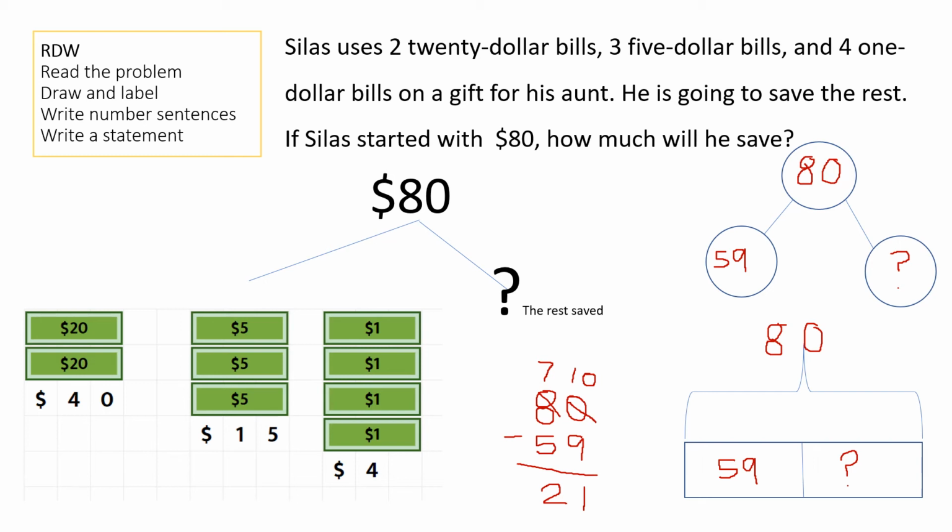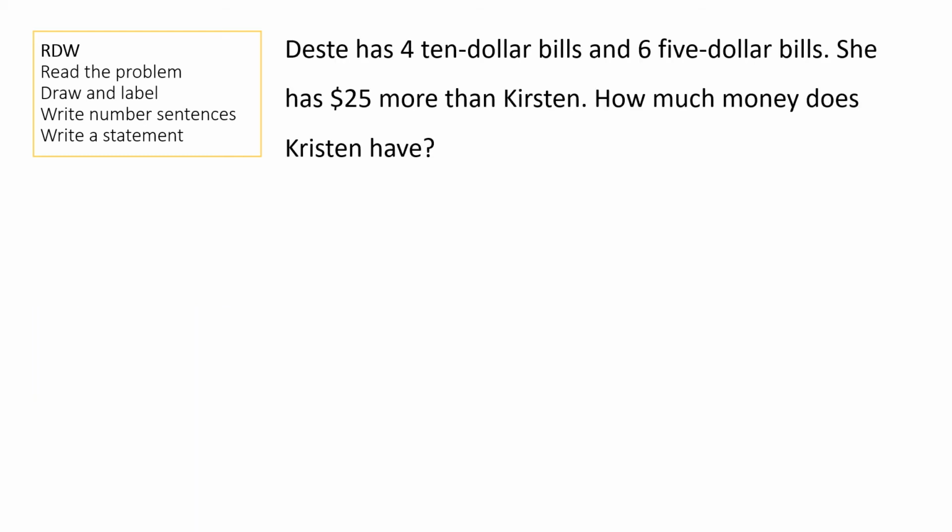Let's try another problem together. Again, we are following the RDW strategy. Let's first read the problem. Diep has 4 $10 bills and 6 $5 bills. She has 25 more dollars than Kristen. How much money does Kristen have? So again, draw and label a picture on your own paper that represents this problem. Pause the video as you do this.